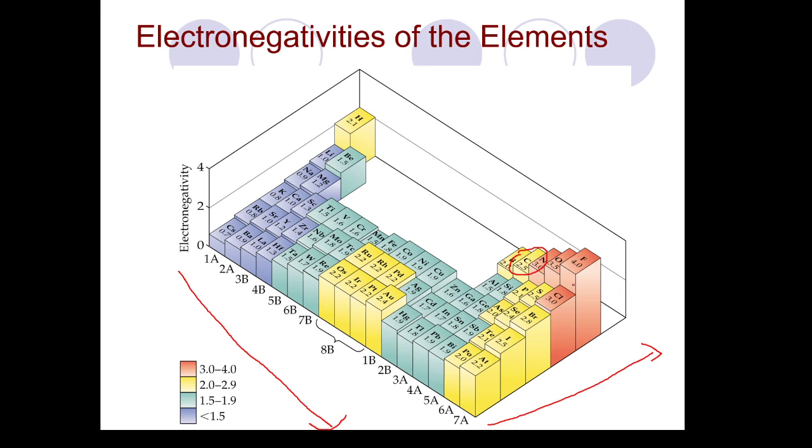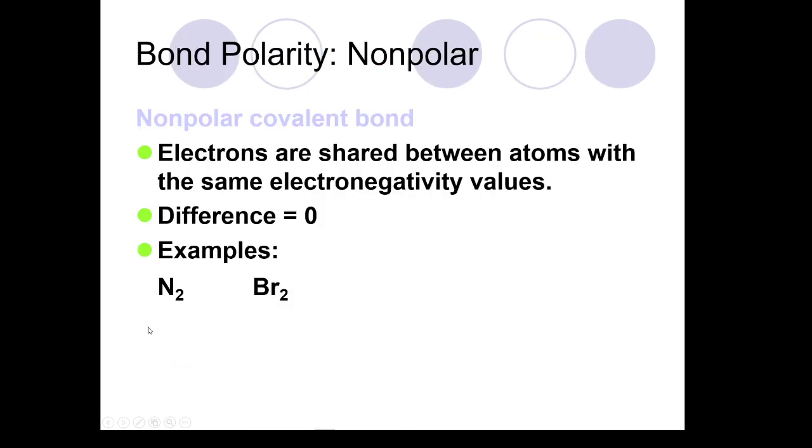Now, if my differences in electronegativity are 0 or close to 0, then we create what is known as a non-polar covalent bond. N2, Br2, all your diatomics, H2, O2, a carbon-to-carbon bond is a non-polar covalent bond.